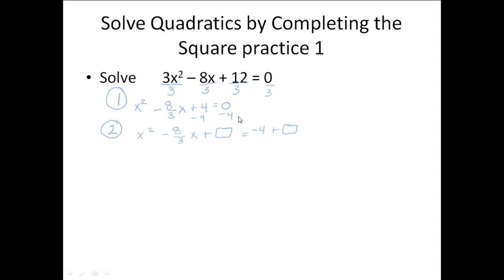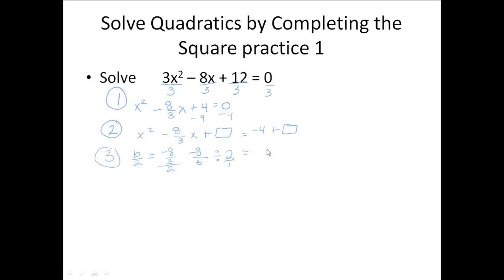Oops, sorry. Step 3 says I need to find b over 2. Well, in this case, my b is negative 8/3, and I need to divide that by 2. Since I have a fraction, I'm going to write it sideways, so I end up with negative 8/3 divided by 2.